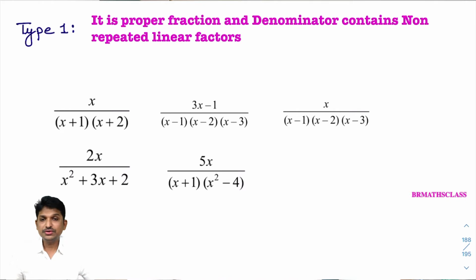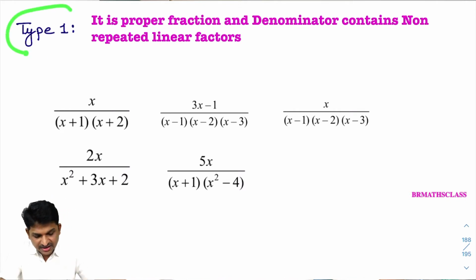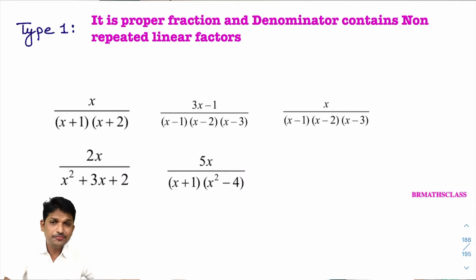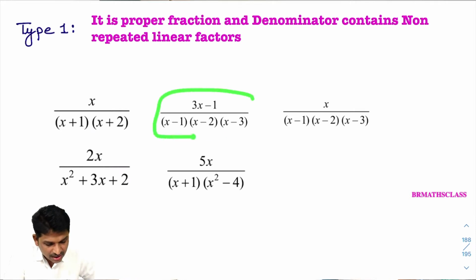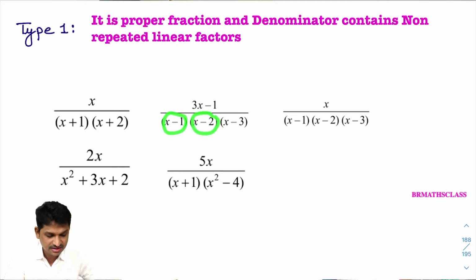So to use integration by partial fractions, the first thing you need to identify by seeing the question is what type we are doing. Given function is a proper rational function and denominator contains non-repeated linear factors. Look here. It is a proper rational function. What about the denominator? x minus 1, is it a linear factor? Yes. And is x minus 1 repeated anywhere? No. So it is a non-repeated linear factor.